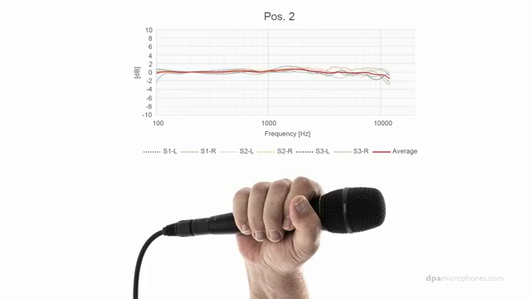We have subject number 1 left, subject number 1 right, 2 left, 2 right, and so on. And the red one, the solid line, that's the average of all 6 measurements. So if you just look at the average, you would have a pretty good idea of what is going on here when you place the microphone here just beneath the head.